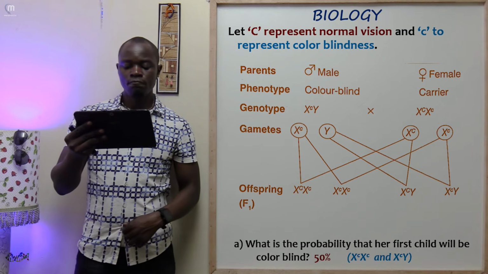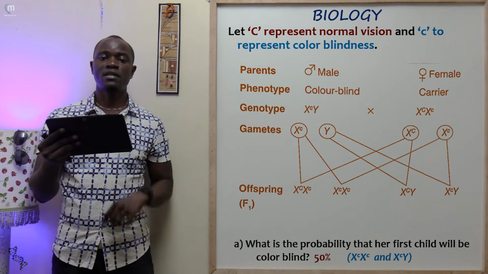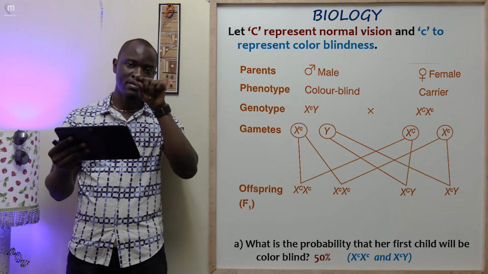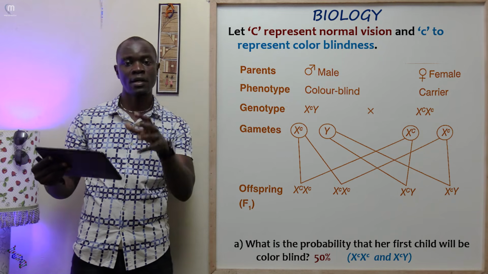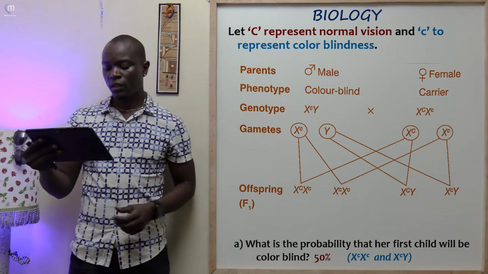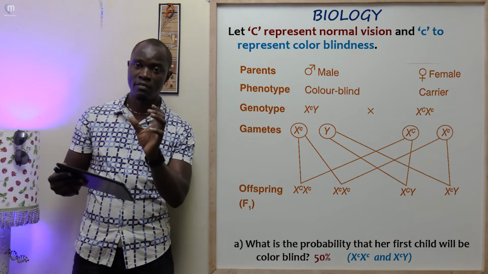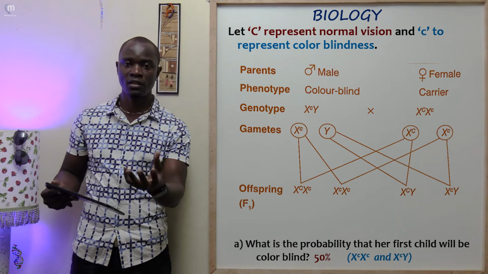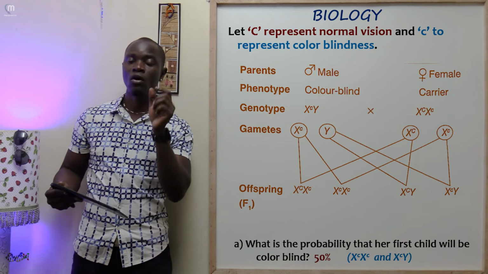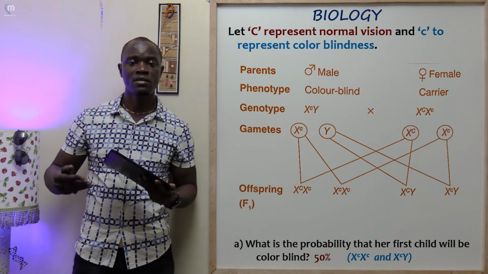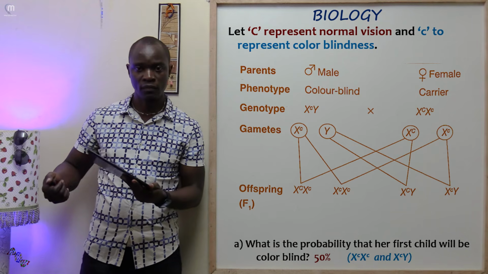So, the first offspring is X capital C, X small c. So that means this is a carrier female. The next one is X small c, X small c. This means now this female is colorblind. So for the female to be colorblind, all X chromosomes must be affected.